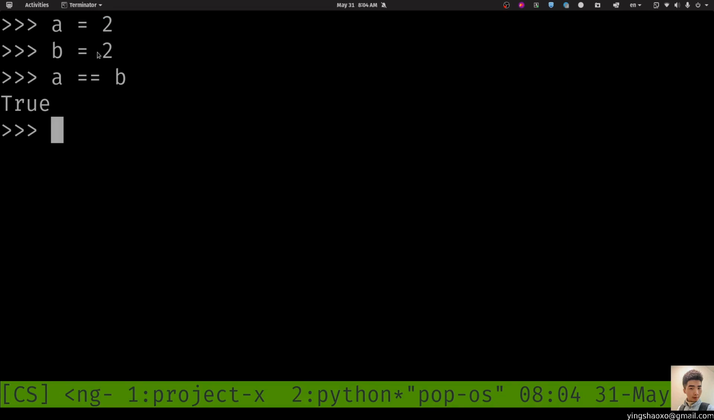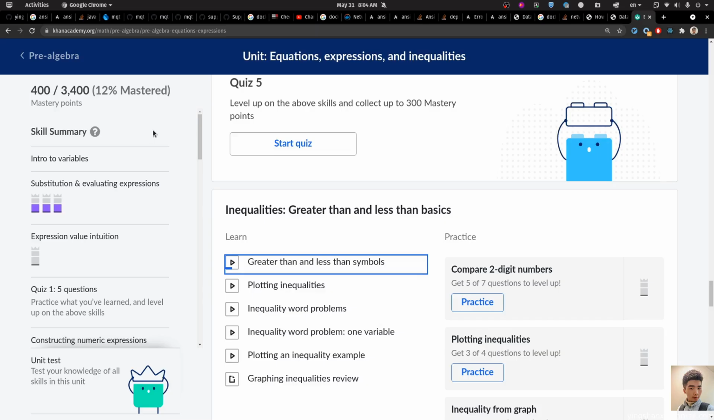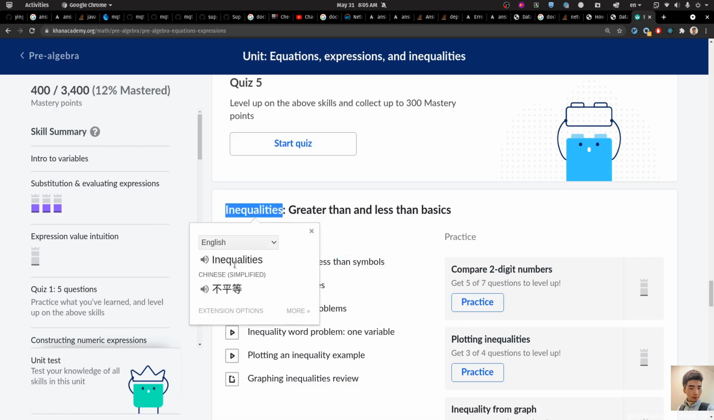So if you want to assign the 2 to the variable b, you use 1 equals symbol. But if you want to compare two things, for example, if you want to compare a with b, you use 2 equals symbols. So here, he's introducing you to the concept of inequalities.